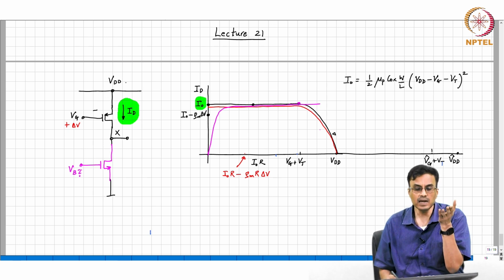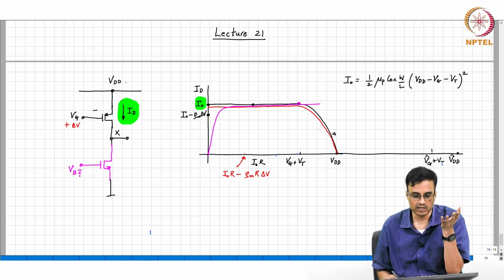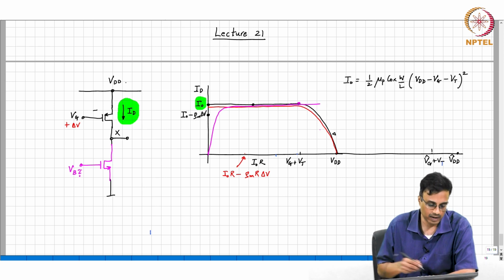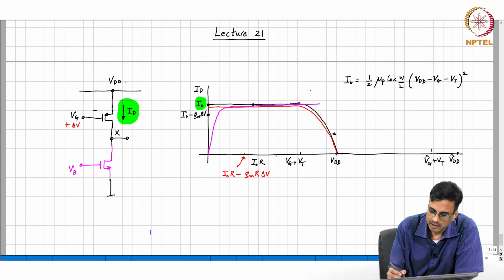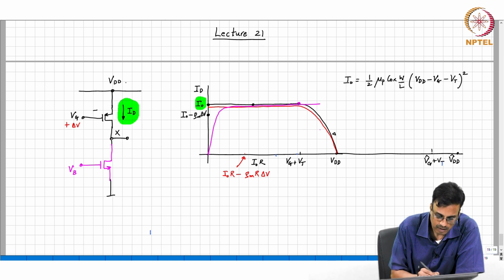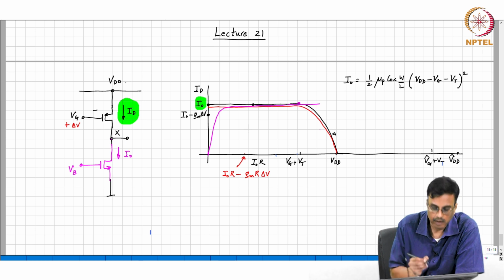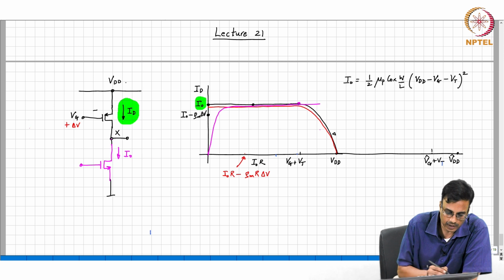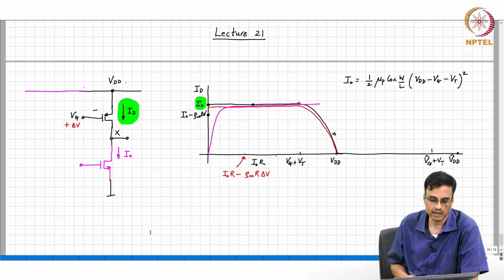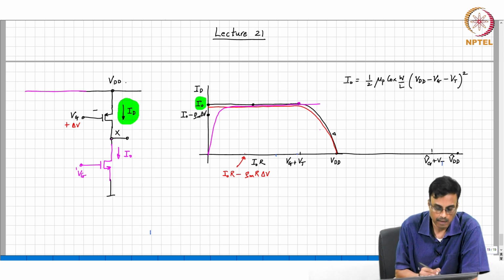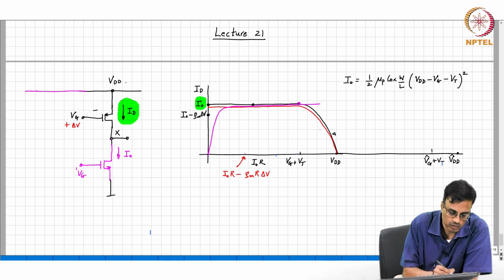The current must be the same as in what? What is that same? I naught, right? So VB must be chosen such that the current when it operates in saturation is exactly equal to I naught, right? So one way of doing that is to basically, yeah. Any suggestions on how we can get that I naught, Siddharth? Yeah. So basically, one way to do that is to say, I'm going to use an I naught here.